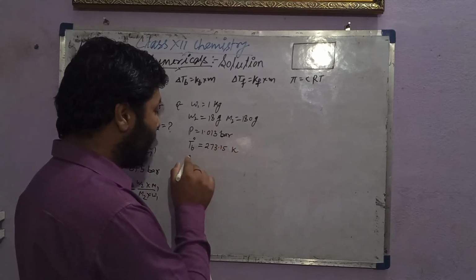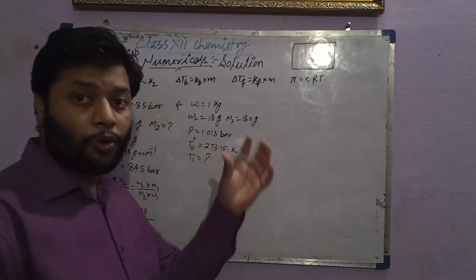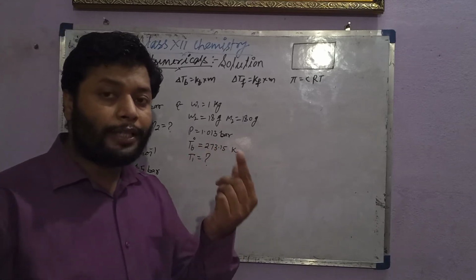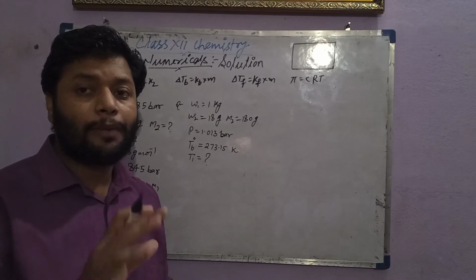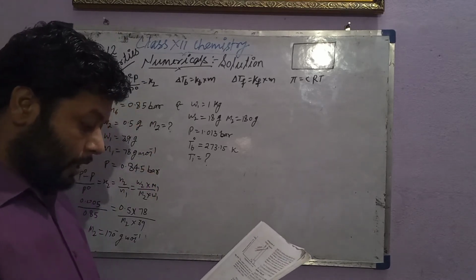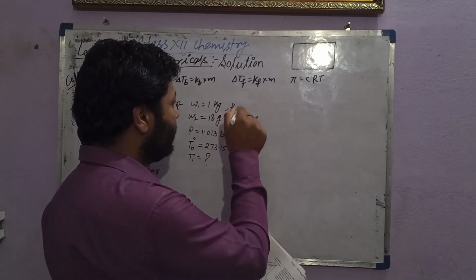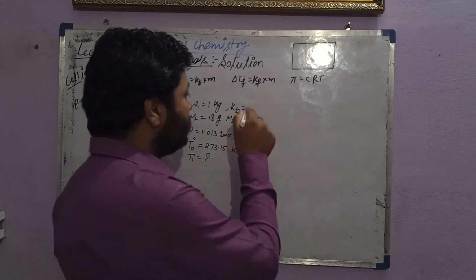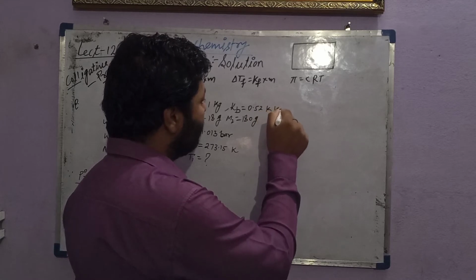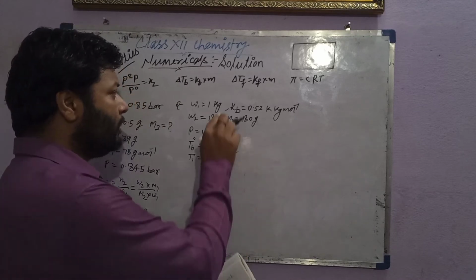And they are asking at what temperature will water boil, meaning when we add the glucose. When we add the glucose in the water, at what temperature will water boil? So they are asking about the boiling point of solution. And the next thing given is Kb, whose value is 0.52 Kelvin kilogram per mole. 0.52. So this is the question.